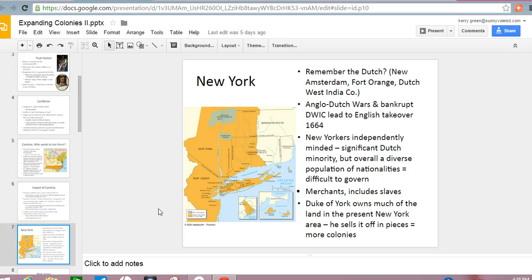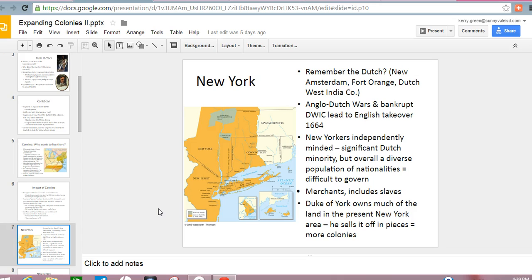So you've got lots of merchants, lots of trading. New York is a very wealthy state. And it's very diverse, with a lot of different ideas, a lot of different backgrounds, ethnicities, and a lot of different religions. And so it's a tricky state to govern. And it will continue to be so for a long time. One could argue that New York can still be a tricky state to govern, even in the 21st century. So just know that that's how New York develops, that it's got its unique personality there.